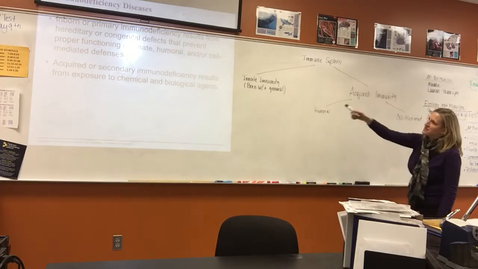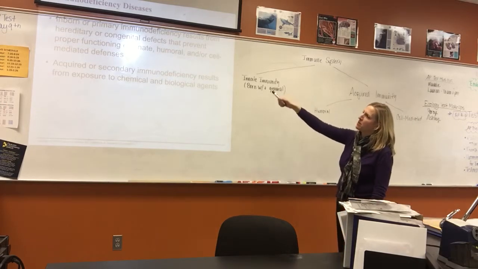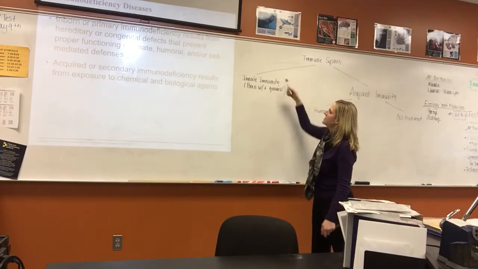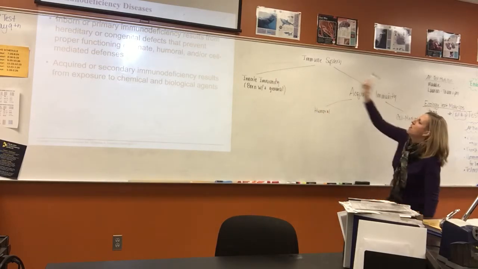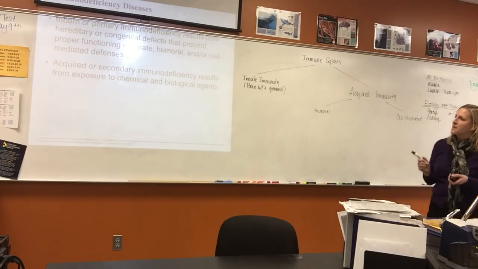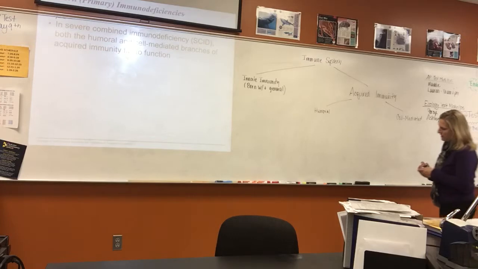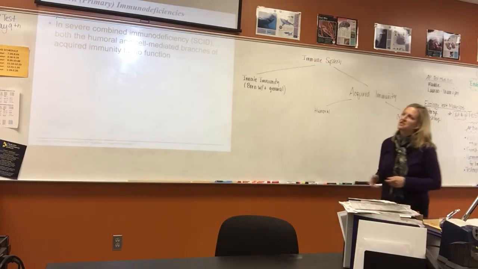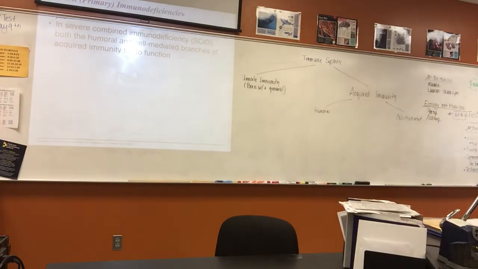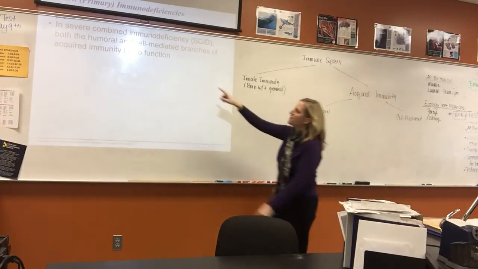And so what we're saying here is these diseases that people are born with can affect this part, or the whole thing. And so let's look at an inborn or hereditary immunodeficiency, severe combined immunodeficiency, or SCID, S-C-I-D. Terrible disease. It affects both the humoral and cell-mediated branches of acquired immunity. So that's these two branches here. Notice here that they fail to function.